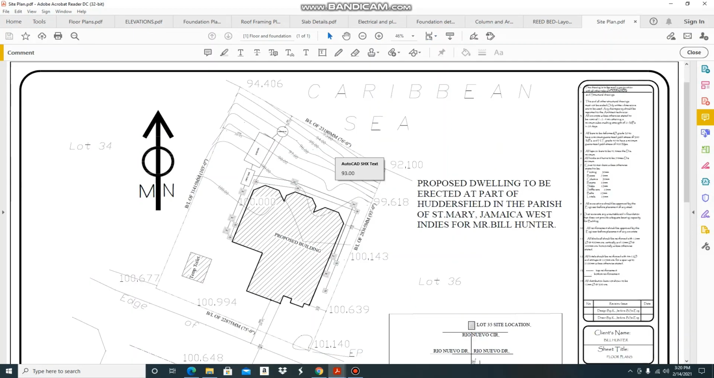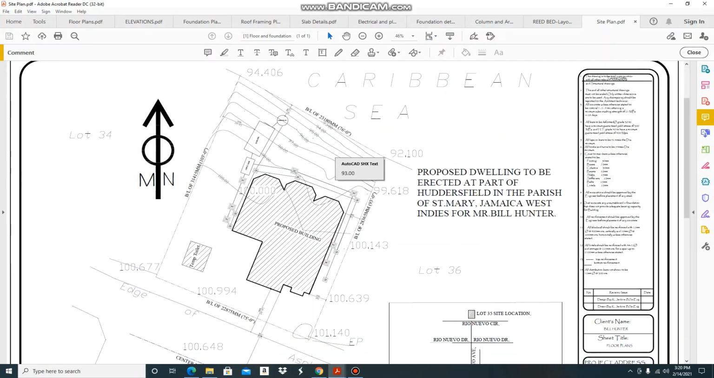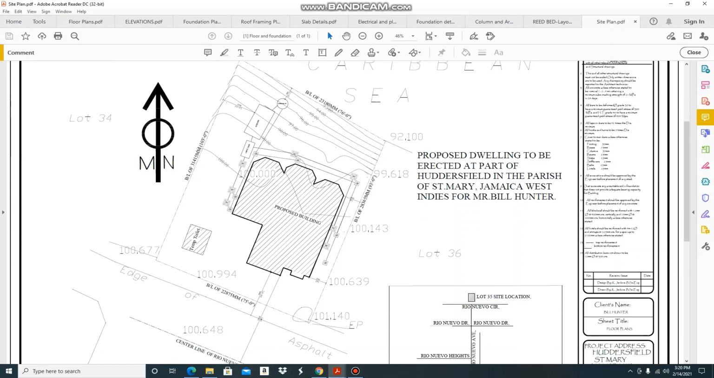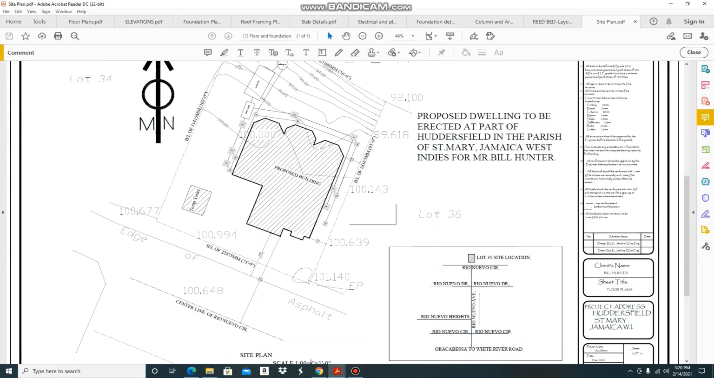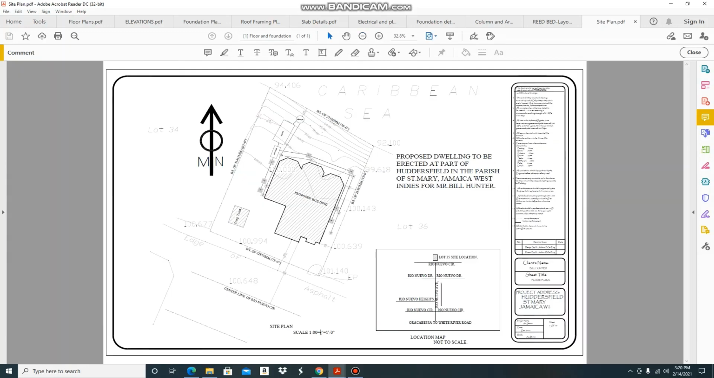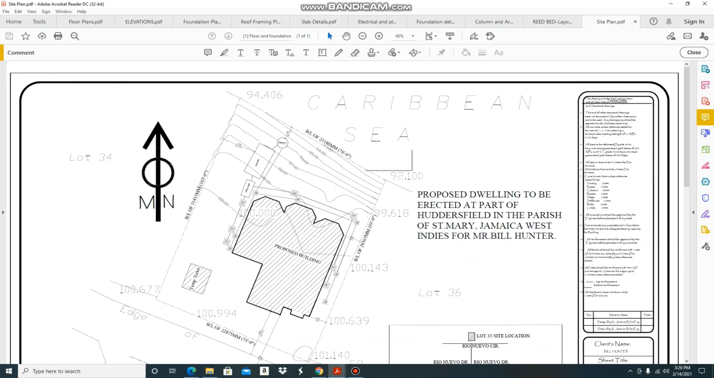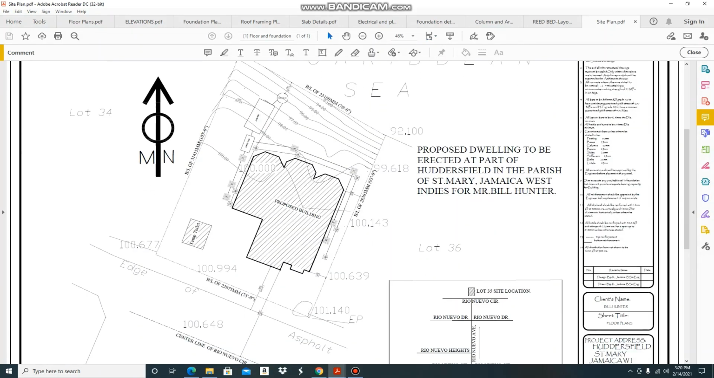Now, the main purpose of the site plan is to show or to demonstrate the setting out of your proposed building on your site. Your building on your site must be set out in such a way that it is in conformance with the covenants of the land and also with the local planning authority.